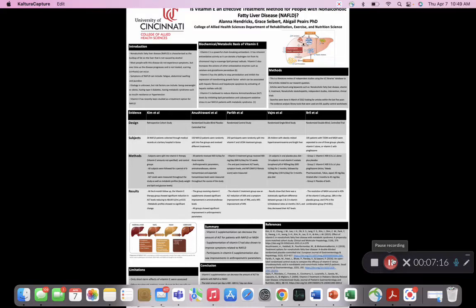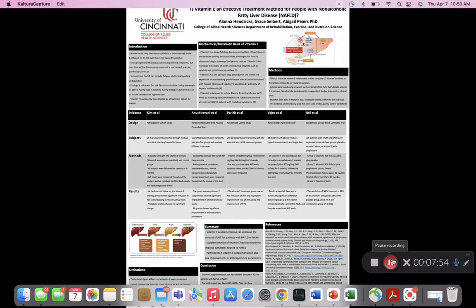Finally, for our fifth study, it was a randomized double-blind control trial. They investigated 105 patients with type 2 diabetes and NASH, which is your non-alcoholic steatotic hepatitis. And they were separated into one of 3 groups. There was the placebo group, the vitamin E alone group, or there was the vitamin E with the pioglitazone group.